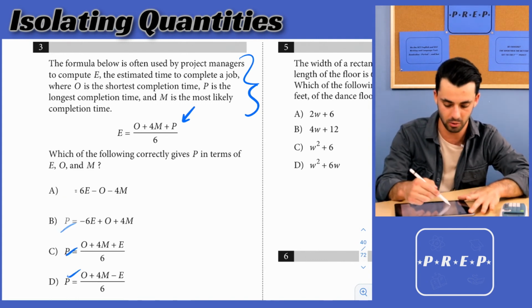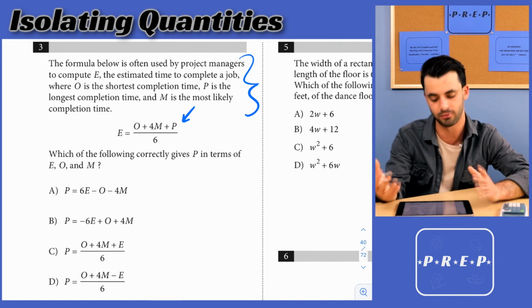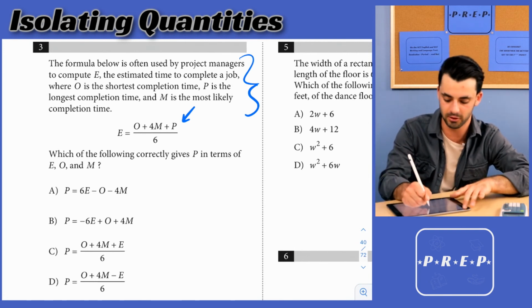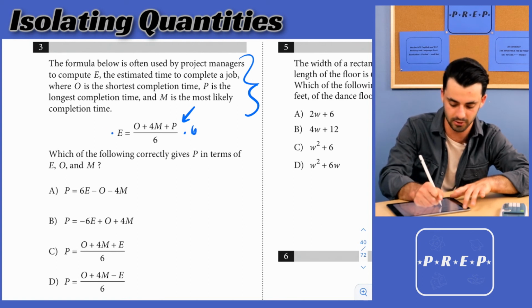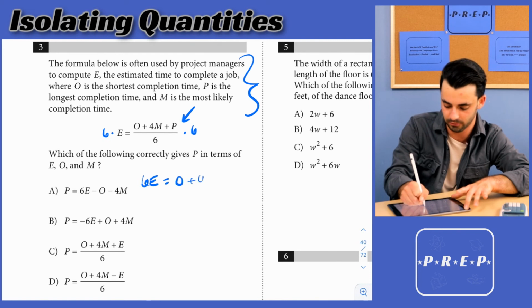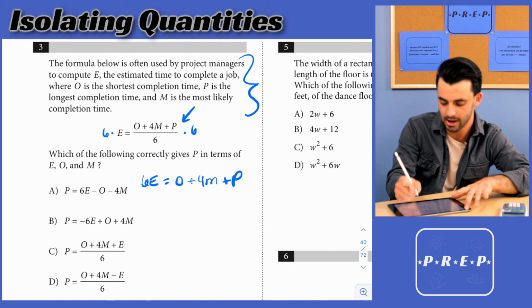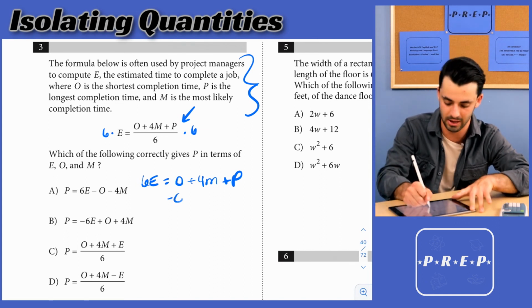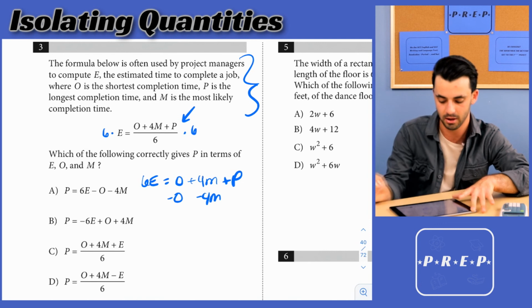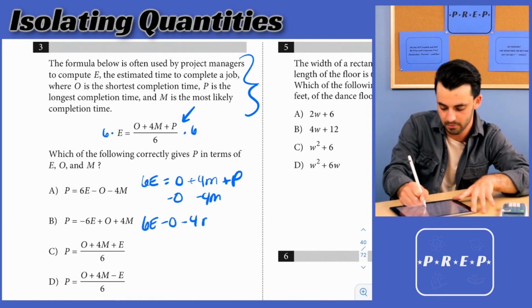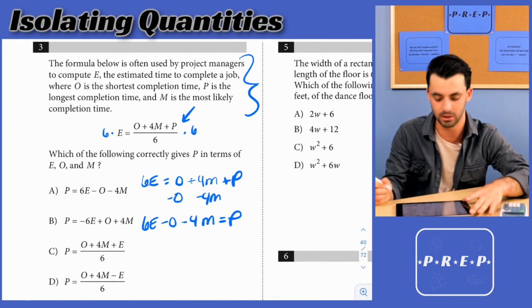So anyway, we have the equation E equals O plus 4M plus P all over 6, and we want to solve for P. First thing we want to do is multiply by 6 on both sides. Doing that, we'll be left with 6E equals O plus 4M plus P. And now all we want to do is subtract O and 4M on both sides, and we'll have P isolated on the right-hand side. So doing that, we're left with 6E minus O minus 4M equals P, and we should be good to go.